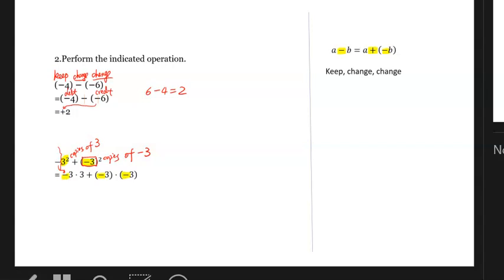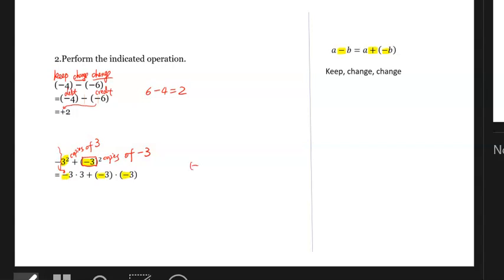Anything in front of it is treated as separate. But if we have a pair of parentheses, everything inside the parentheses is considered together. They're like a package. So when we do 2 copies, we have to do 2 copies of everything inside the package, the parentheses. Not only 3, but also the minus sign. So now we're going to use the rule for multiplying signed numbers.